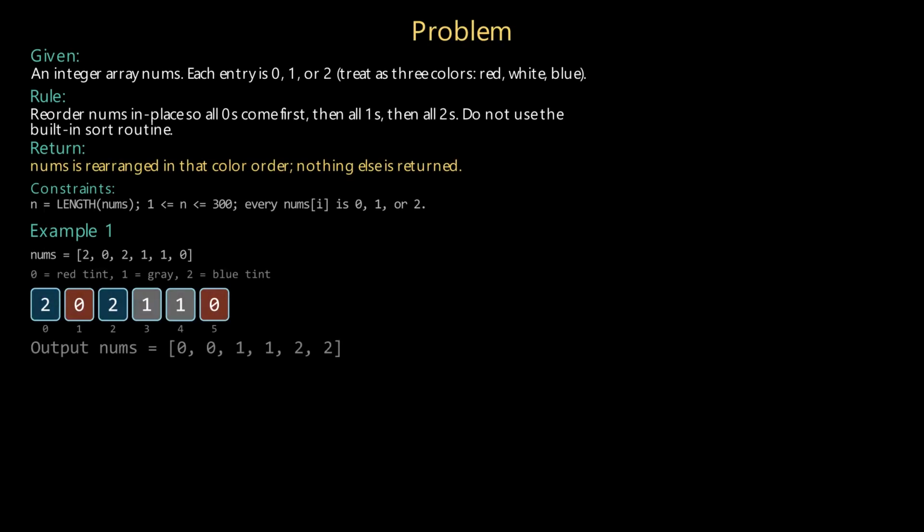Given an integer array nums. Each entry is 0, 1, or 2, treat as three colors: red, white, blue. Rule: reorder nums in place so all zeros come first, then all ones, then all twos. Do not use the built-in sort routine. Return: nums is rearranged in that color order, nothing else is returned.